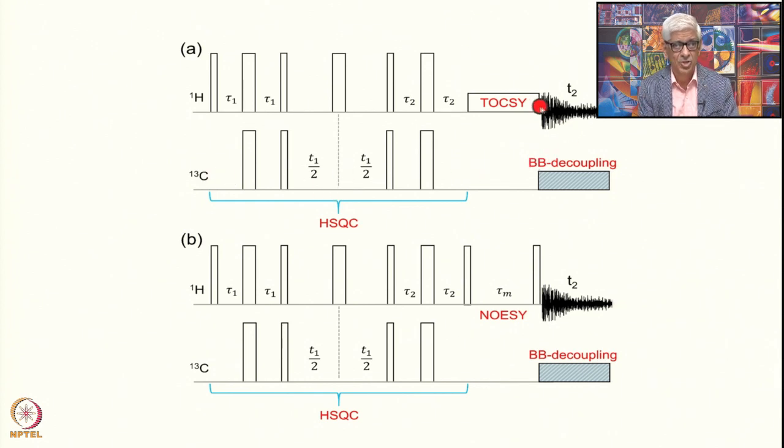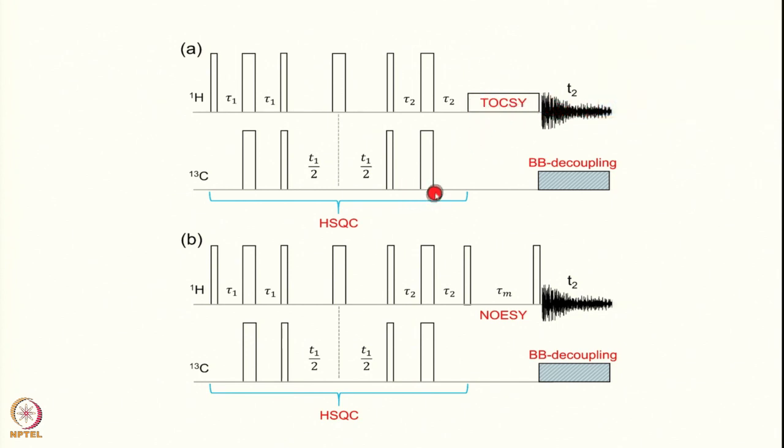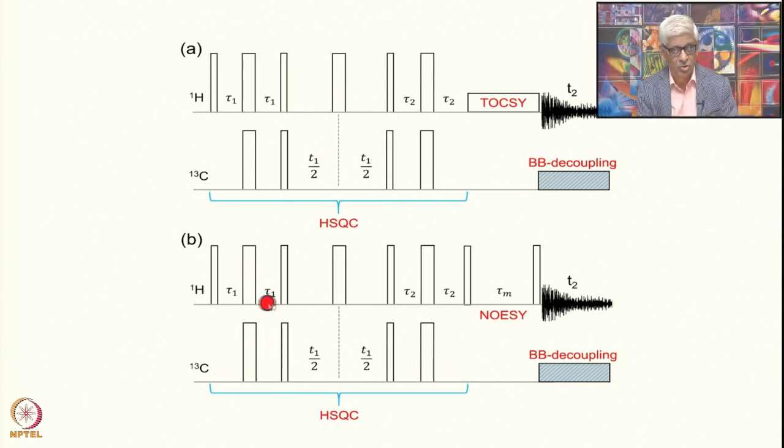Then after this TOCSY, you can record the spectrum. What happens during the TOCSY period? The magnetization which has come back on a particular starting proton will get relayed to other protons through the TOCSY mixing. So this TOCSY mixing relays, as we discussed before, to other protons through the sequence. Therefore, at a particular carbon-13, you will see all the protons which are connected in the network.